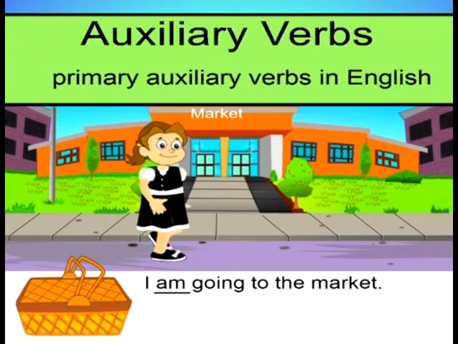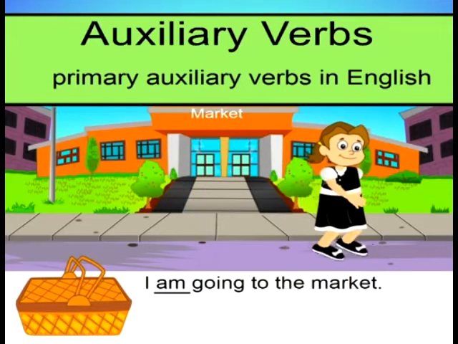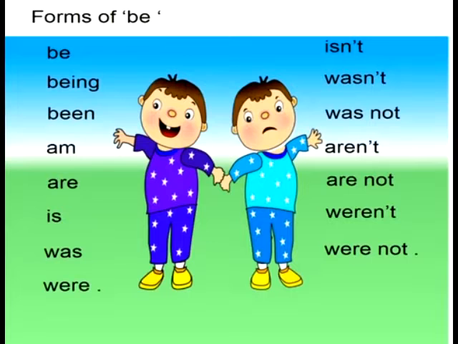I am going to the market. Here am is a primary auxiliary verb. We know it's auxiliary as going is the action being done. So this is the helping verb. Now let's look at the different forms of be. Be, being, been, am, are, is, was, were, isn't, wasn't, was not, aren't, are not, weren't, and were not. Remember, isn't, aren't, and weren't are the contraction.